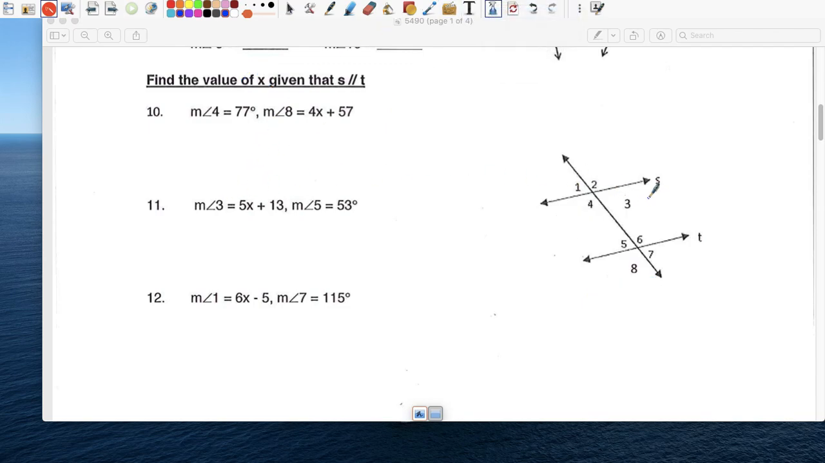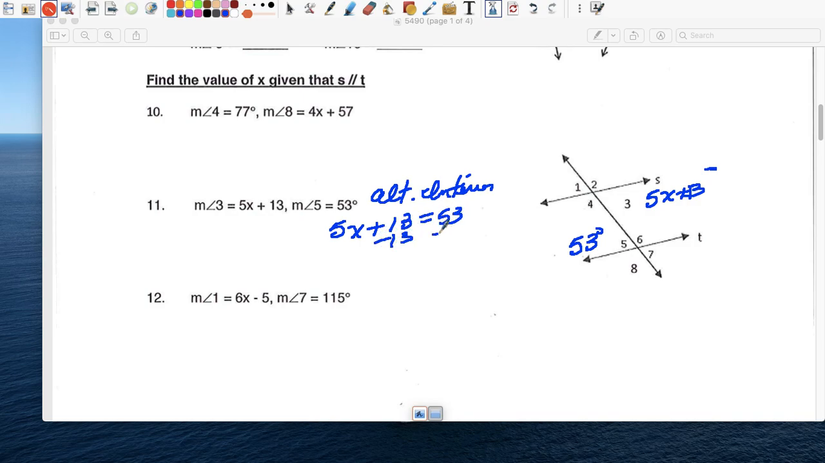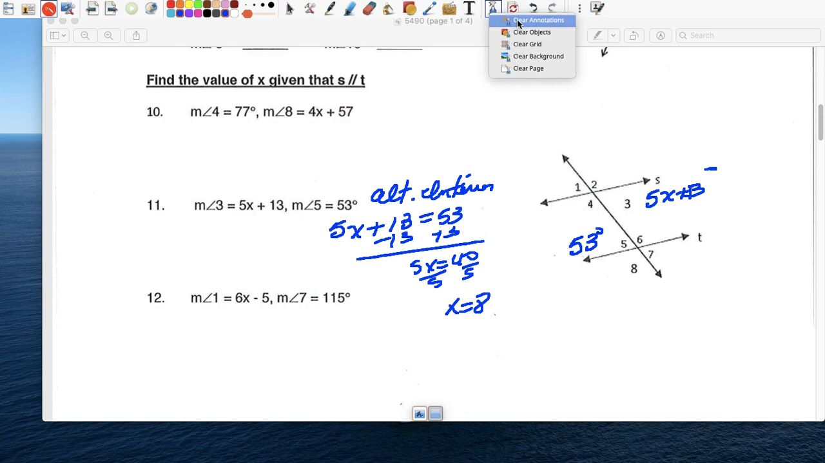Angle 11, angle 3, and I'll go over here and write 5x plus 13. Angle 5 is right here, which is 53. So what's the relationship between the two angles? They're alternate interior. If they're alternate interior, they're equal to each other, so I can go ahead and set up the equation. 5x plus 13 equals 53. Minus 13, 5x equals 40, and divide by 5, x equals 8. All right, so that's done.